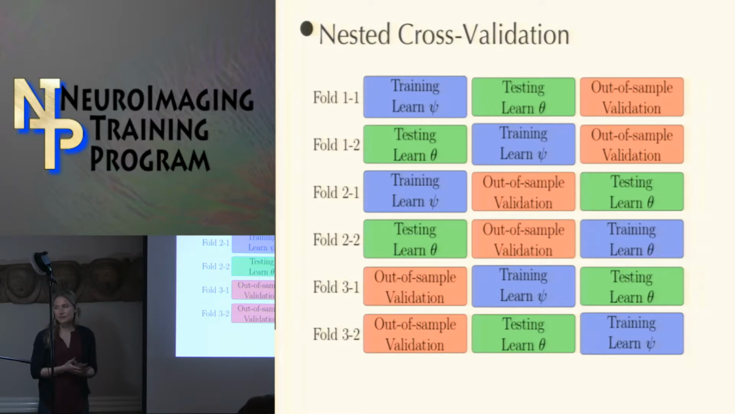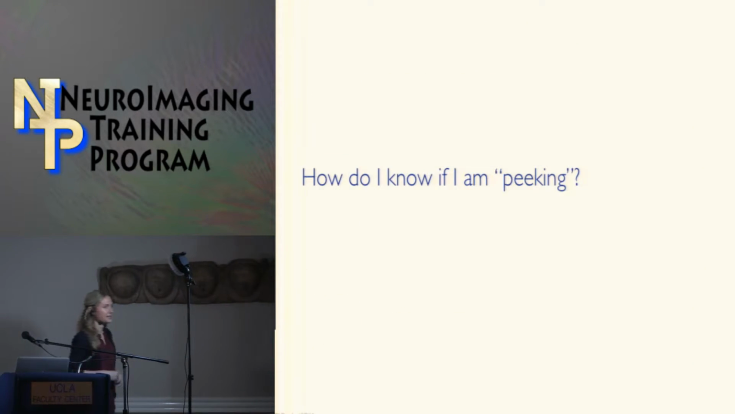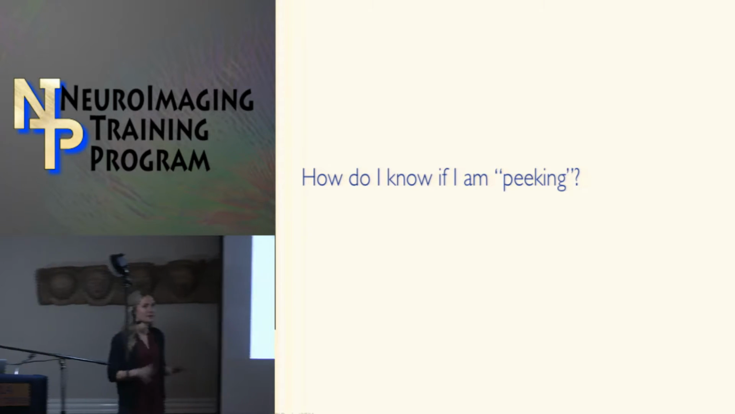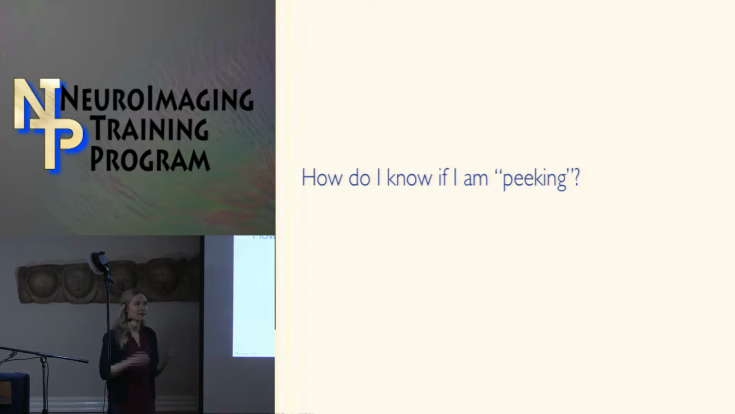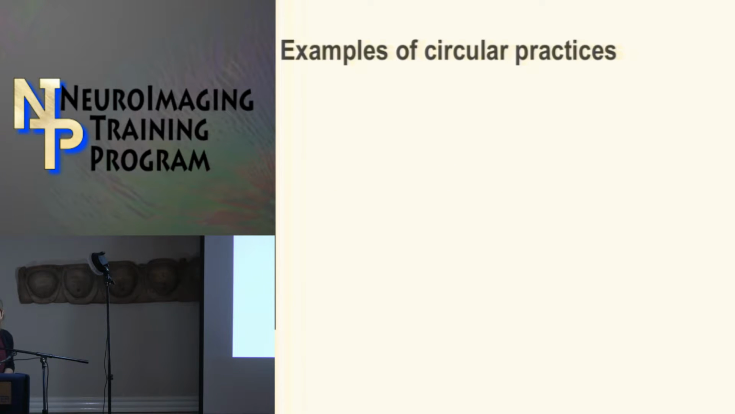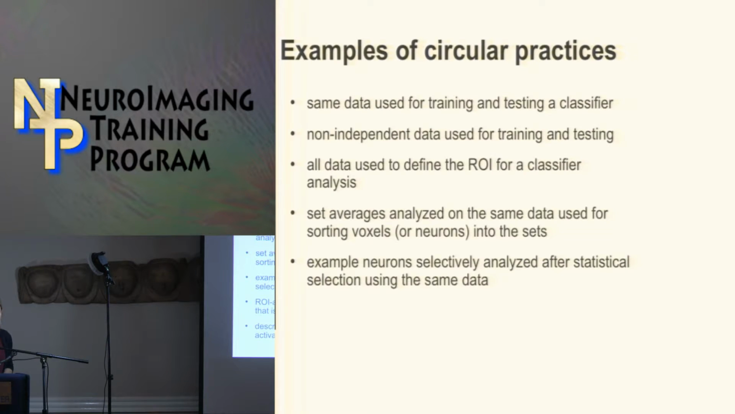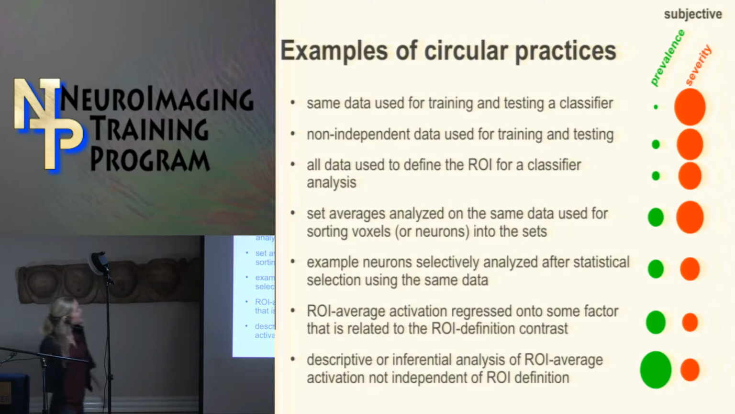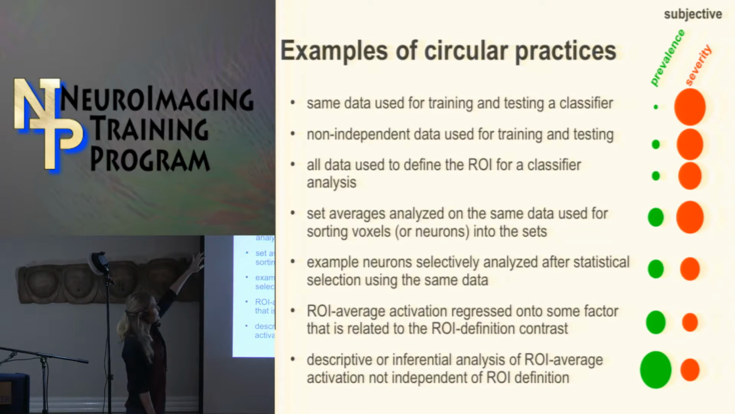At some point, though, you might start to wonder, how do I know if I'm peeking? How do I know if maybe somehow in my code there was an error and it snuck in and I've accidentally been using some part of my training data on my test data with all of these different nested cross-validations? So some thoughts that come up, and this slide is from Nico Kriegeskorte, are some examples of ways that you might accidentally be doing this.